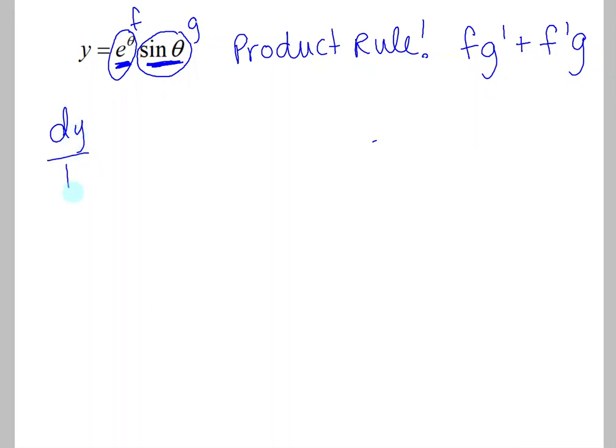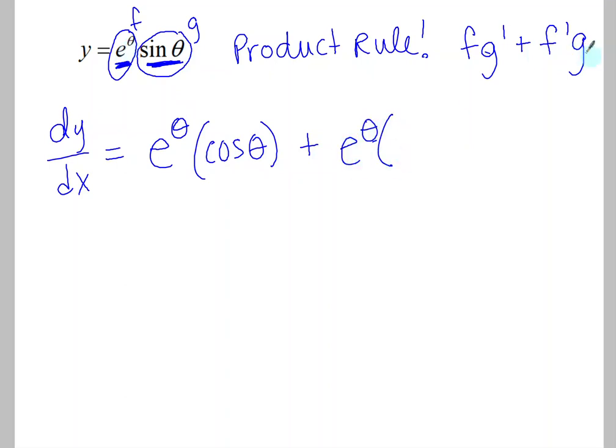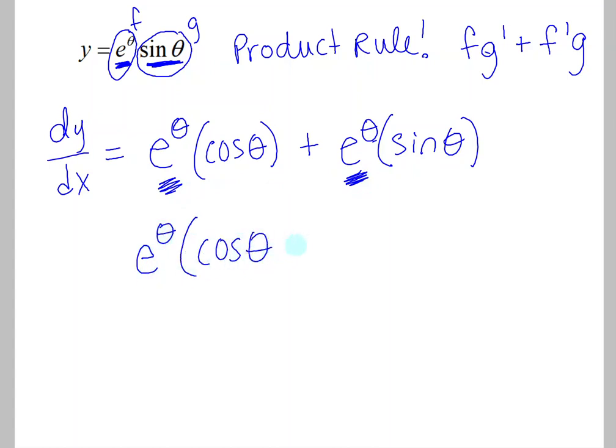So when I write what dy dx equals, f is e to the theta, g prime is the derivative of sine theta, which is cosine theta, plus f prime, the derivative of e to the theta, is e to the theta, times g, which is just sine theta. This is an acceptable place to stop, but often you'll see something like this factored. e to the theta is common in both terms, so factoring out e to the theta leaves cosine theta plus sine theta multiplied.